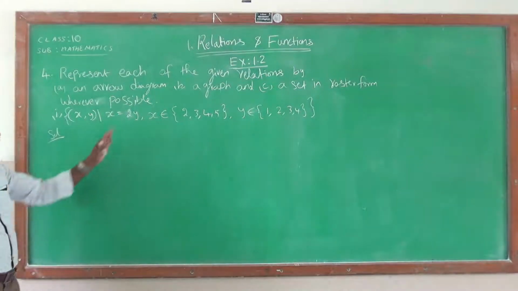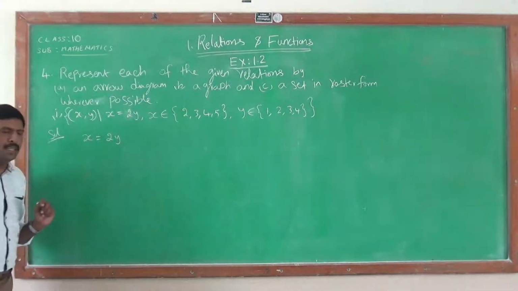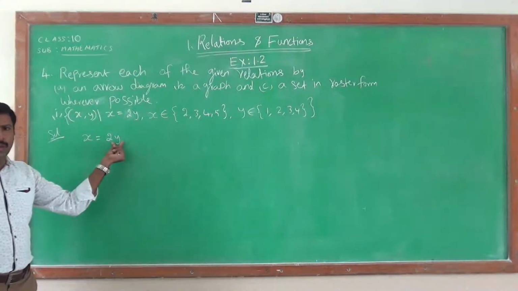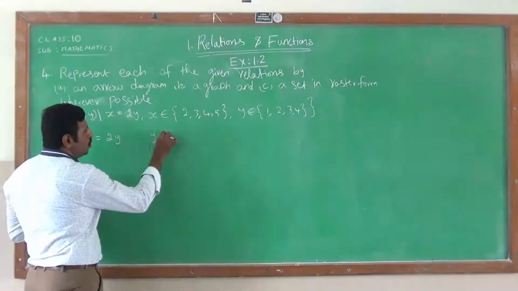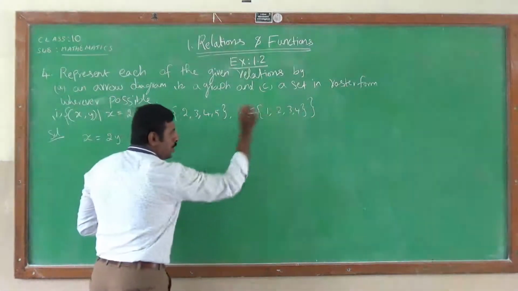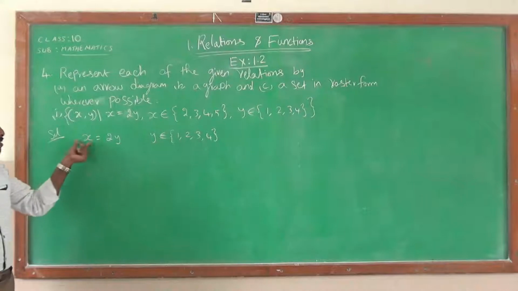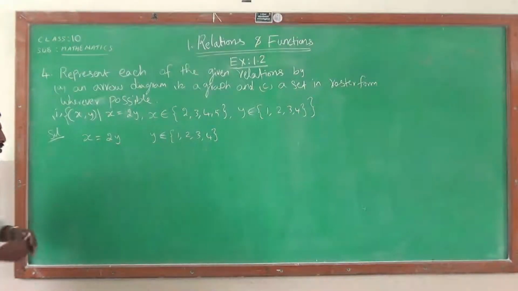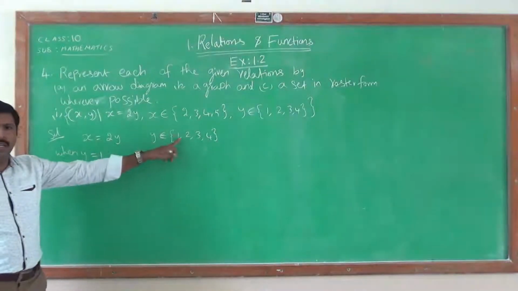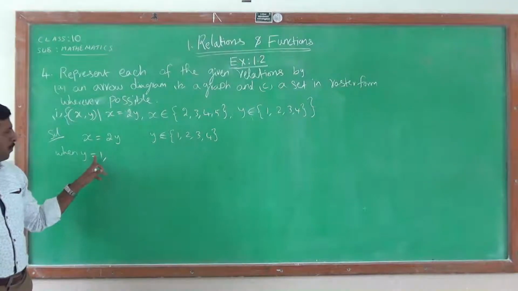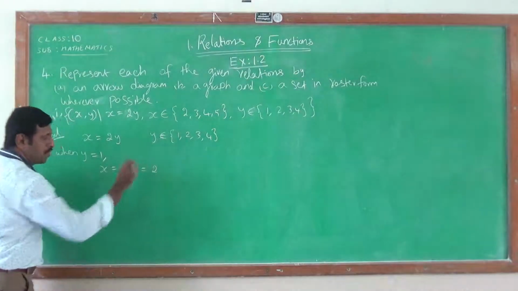Solution. See, the given function is given as x is equal to 2y. Here if you apply the y value we get the x value. Now y belongs to what elements? We have 1, 2, 3, 4. So now we have to apply the value of y to find the x value. When y is equal to 1, the first element, I apply that value, then we get x is equal to 2 times 1 is equal to 2.